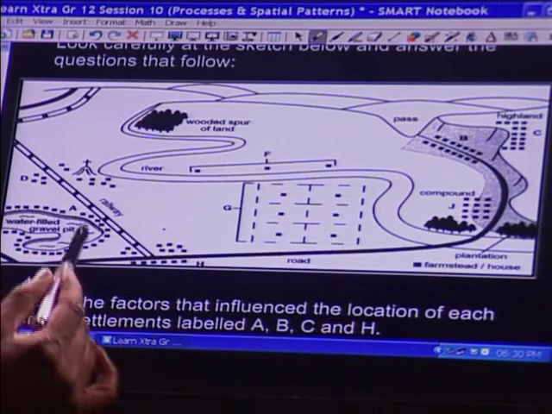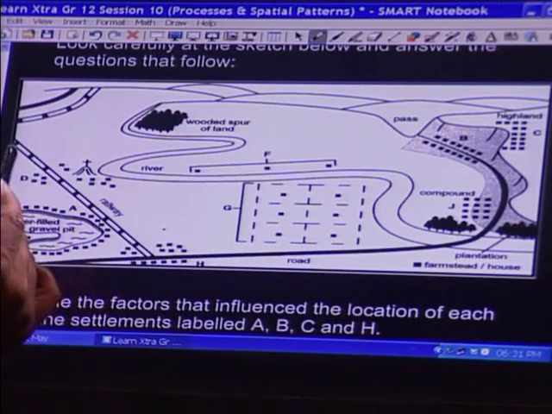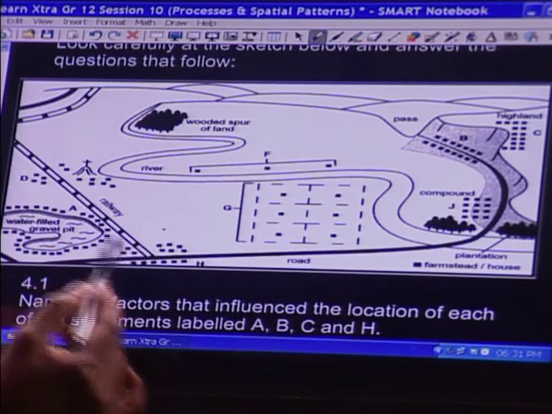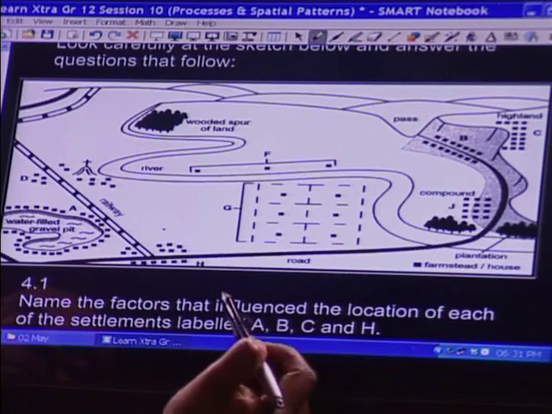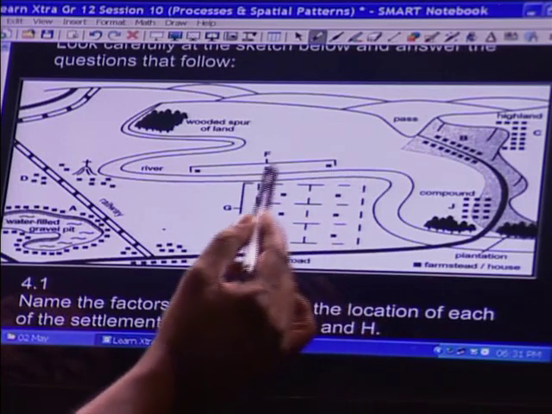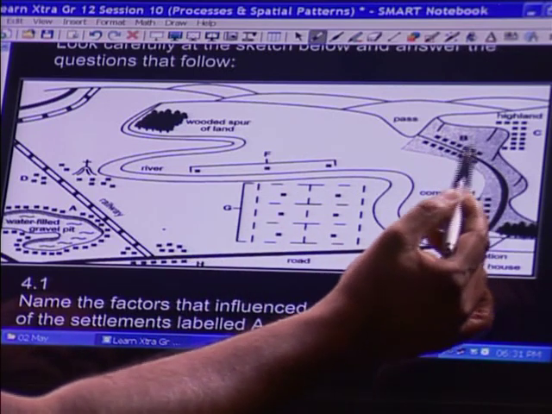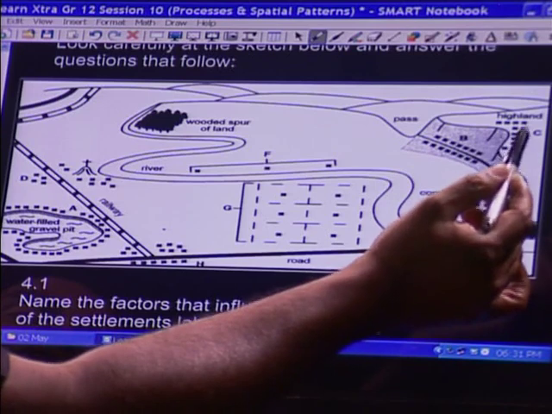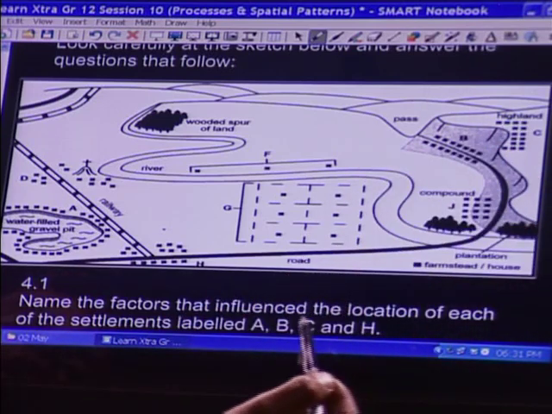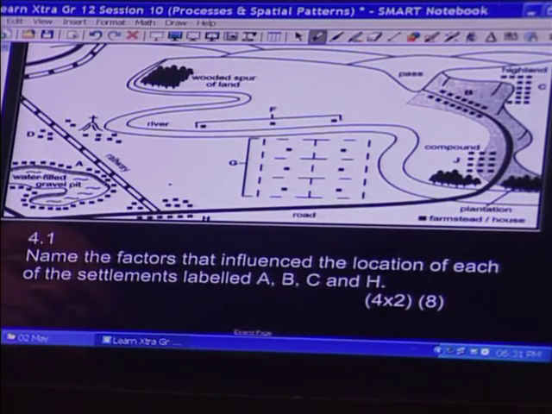In this example, you've got settlement A located around a waterfall gravel pit. Settlement D is located along a major railway line. Settlement F assumes a linear shape along a river. Settlement G tends to have a rectangular shape and an orderly placement of each. Settlements B and C are located along a road, whereas settlement B is closer to the road, settlement C is located on a high-lying area. Let's look at the types of questions given. Name the factors that influence the location of each of these settlements labeled A, B, C, and H.